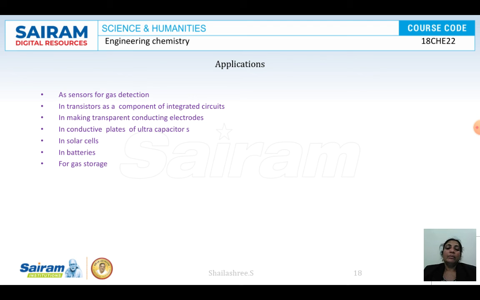You can remember the common applications for all three, fullerenes, CNTs and graphene. They are used in gas storage, so they can be used in fuel cells like hydrogen oxygen fuel cells, and in secondary batteries. All three can be used in solar cells, for gas detection, and in conductive plates. These are the common applications of all three: fullerenes, CNTs, and graphene.